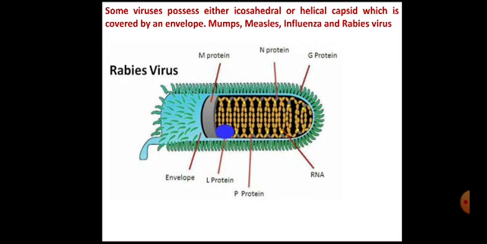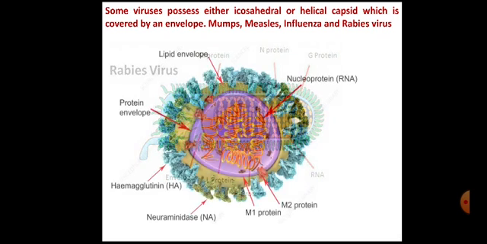Then rabies virus, it is a bullet shaped virus. The envelope is bullet shaped and the capsid inside is helical in shape. It is also an RNA virus. So you can see inside yellow colored RNA, and it is complexed with protein, nucleoprotein, and there is a surface in green color that forms the envelope formed by M protein, G protein, N protein, L protein, and P protein. These are the different shapes of viruses.